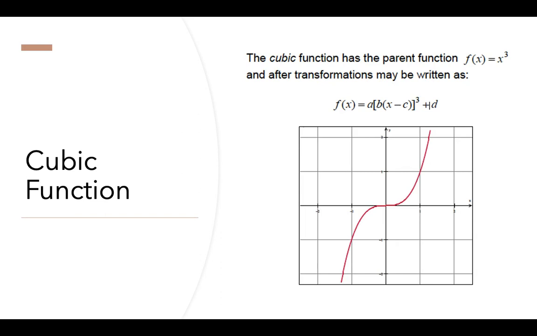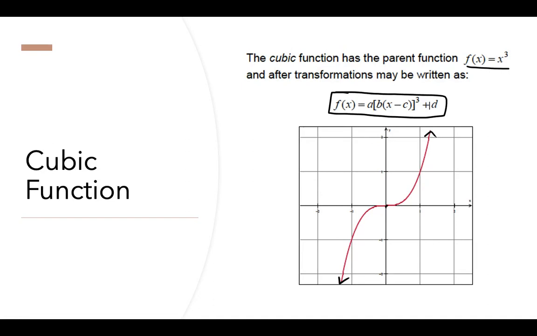First, let's go over cubic functions. A cubic function has a function representation of x to the power of 3. And after all the transformations, this is a summary of all the transformations that are included. So we will be representing A and D as vertical transformations and B and C as horizontal transformations. So if I were to map out a cubic function, it will look something like this, has 0, 0 as well.